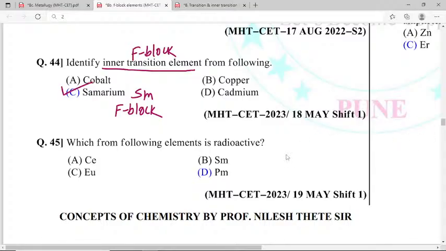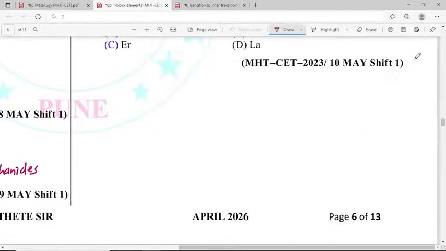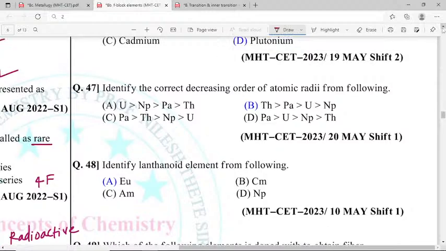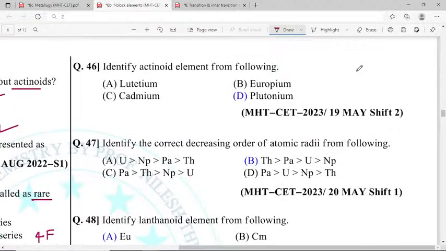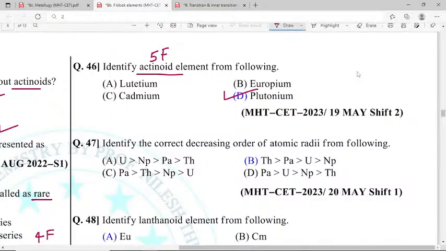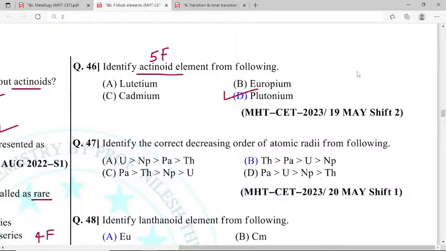Which of the following elements is radioactive? Promethium, atomic number 61, a lanthanide. Only promethium among the lanthanides is radioactive. Identify the actinoid element. Actinoids are the 5f series elements, the second inner transition series. Plutonium is an actinoid element, a 5f series element.